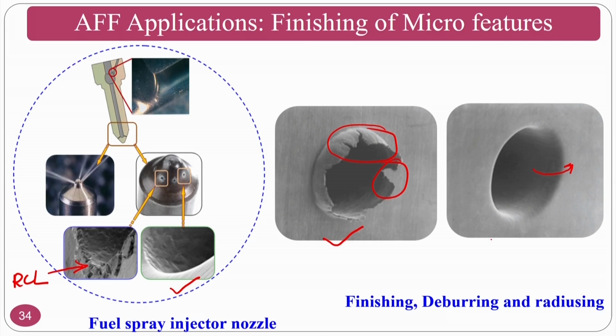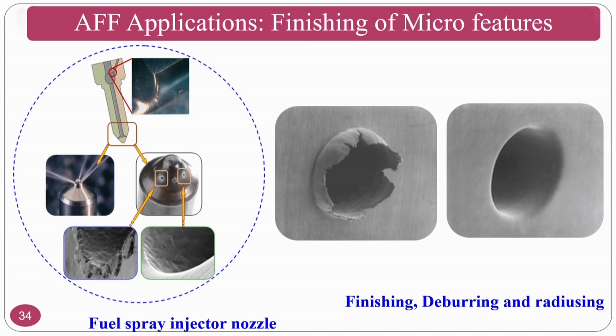So, two things one has to understand here: the finishing of the micro hole is done, at the same time deburring is also done and radiusing is also done. This is the most beautiful thing about the abrasive flow finishing process.